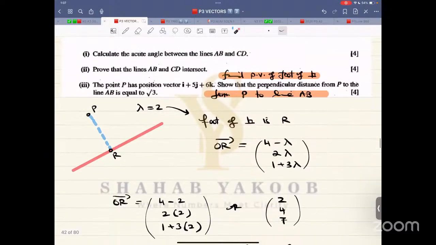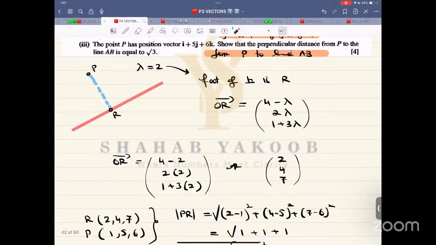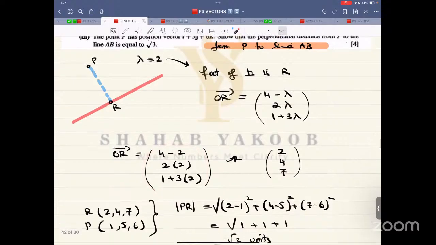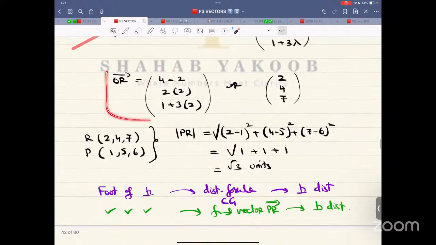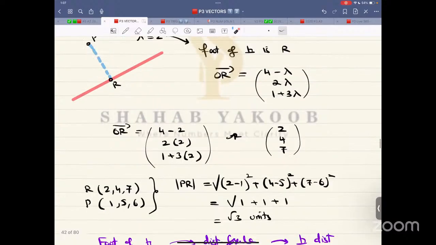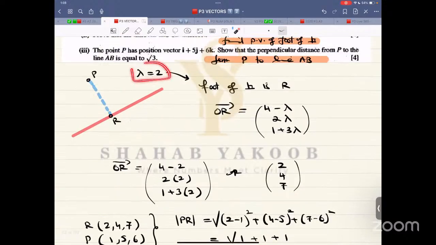Now I have changed the same question a bit. Find the position vector of the foot of the perpendicular from P to the line AB. So now this is OR, the same thing again. This OR is written. And this is OR evaluated because I found the value of lambda is equal to 2. That goes in the foot of the perpendicular. I'm not putting it in PR, I'm putting it in OR. So let me highlight this. This value of lambda goes in the foot of the perpendicular.